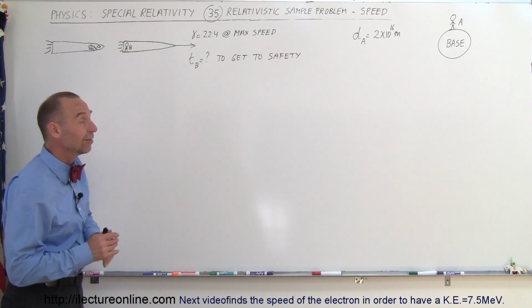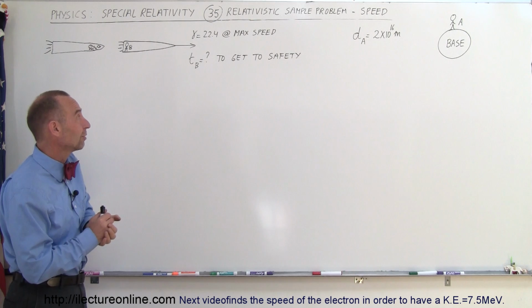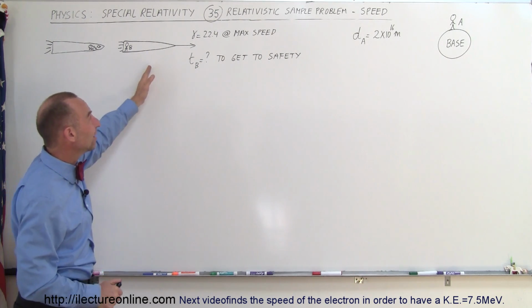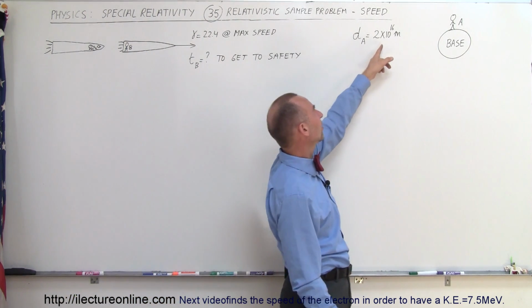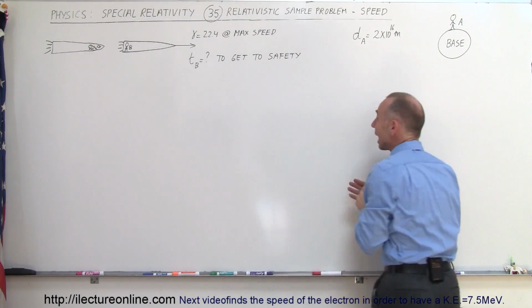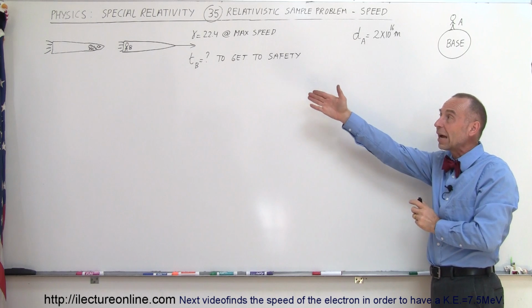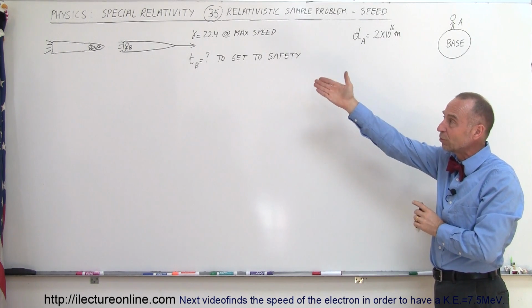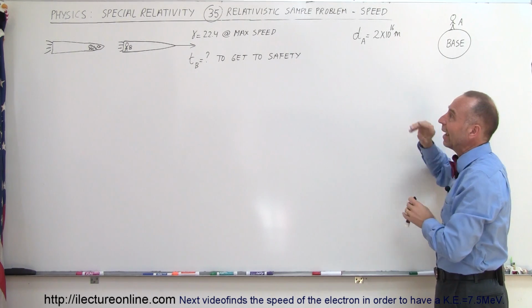I'm not going to tell you what that velocity is. We don't know what the velocity is. Let's say the base is at a distance of 2 times 10 to the 16 meters as observed by a person on the base. The person on the base is looking back through a telescope and sees your spaceship trying to make it back to base at that speed.